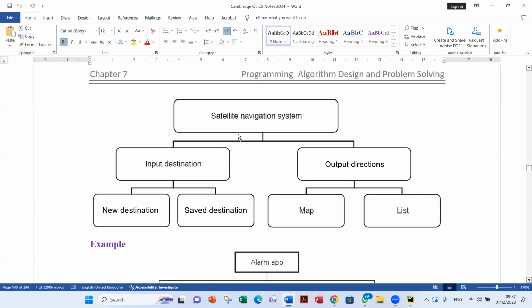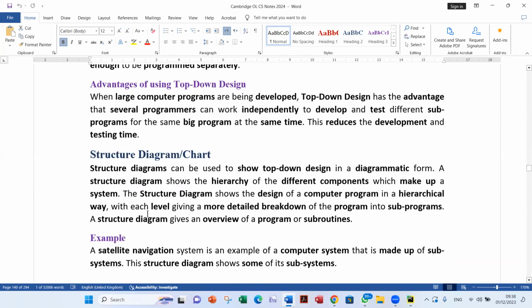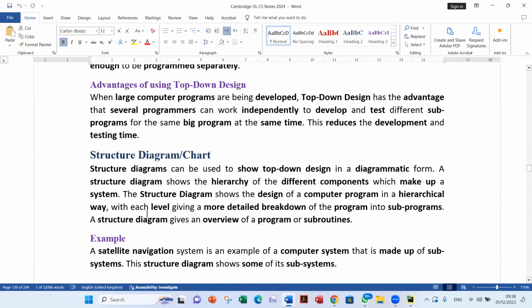First, a big problem would be split into a set of smaller problems that you can program easily. Also, you may divide tasks among several programmers because now the program is split into parts. So you can divide tasks and work concurrently or in collaboration. Okay? Advantages of using top-down design.